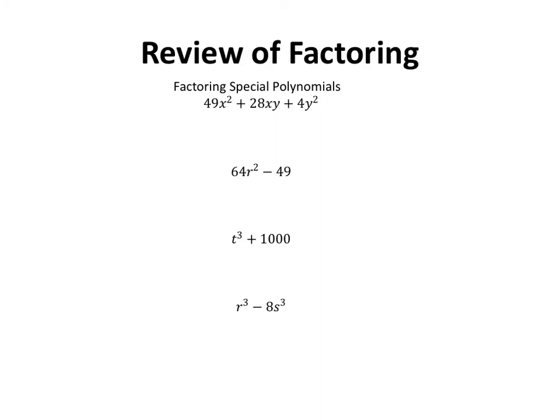Here we've got some special polynomials, and I do expect you to be able to factor these. If you take a look at the first one, this first term is a perfect square. That's 7 squared and x squared. This is a perfect square, 2 squared and y squared. So I'm going to look to see if this is a perfect square trinomial.